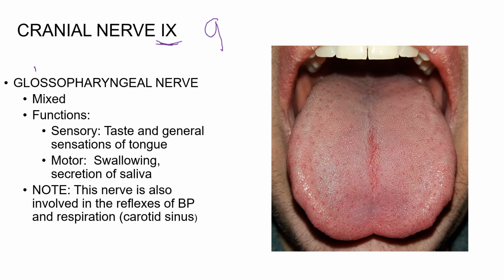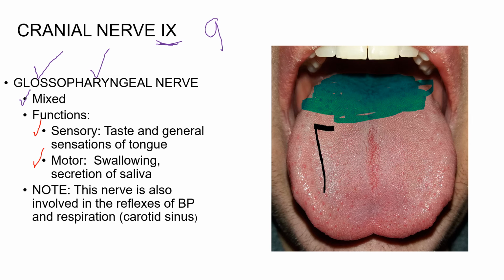Very long word. Glosso refers to the tongue. Pharyngeal or pharynx refers to the throat hole. So it kind of makes sense. They're connected, right? This is also a mixed nerve, so we have both sensory and motor. From a sensory perspective, this is the other part of the taste. So the posterior 1/3 of the tongue has taste buds innervated by the glossopharyngeal nerve, because remember, the anterior 2/3 was the facial nerve, cranial nerve number 7.